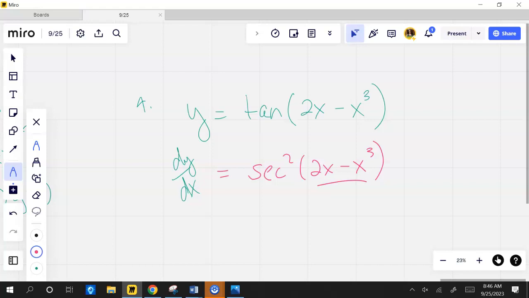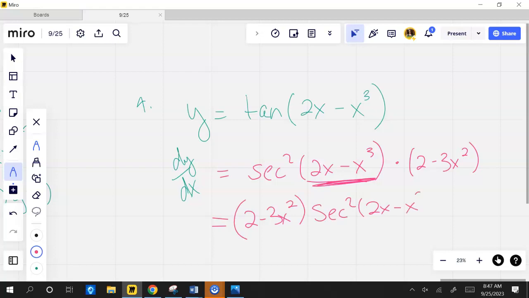So multiply by what? Be very careful here. It's not multiplying to this. That's all part of the secant function, right? It's multiplying. So move it to the front so you don't get confused, because you don't want to start trying to FOIL that out because that would be wrong. So (2 minus 3x squared), and make sure that's in parentheses, secant squared (2x minus x cubed).